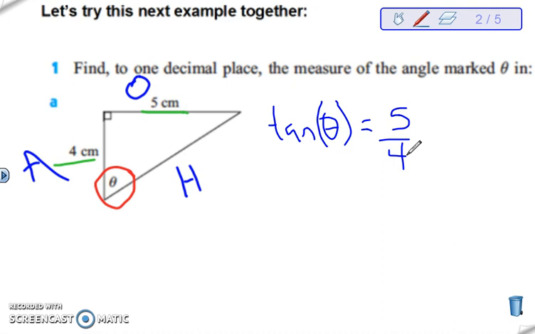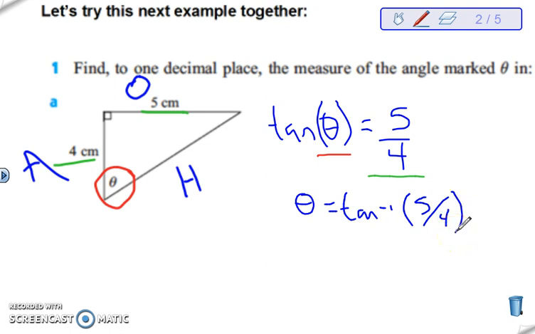However, we know that we have our inverses. Right? An inverse is where I switch the value I'm plugging in with the value I'm getting out. So if I don't know the value of my angle, I can rewrite this as theta equals the inverse tangent of 5/4.